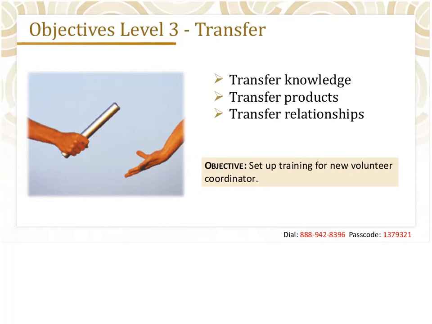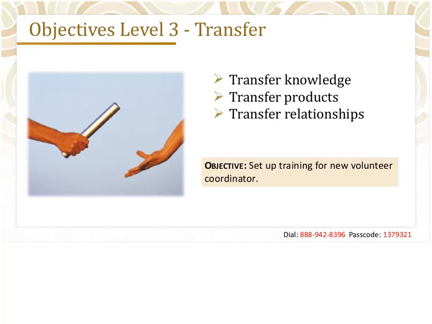When it comes to projects that the VISTA can leave behind for the organization and the community to use, we have alluded to some of those already in the last slide. It's really about making sure we've thought about the actual products we're going to make and that they get transferred. And then that last one, transfer relationships.